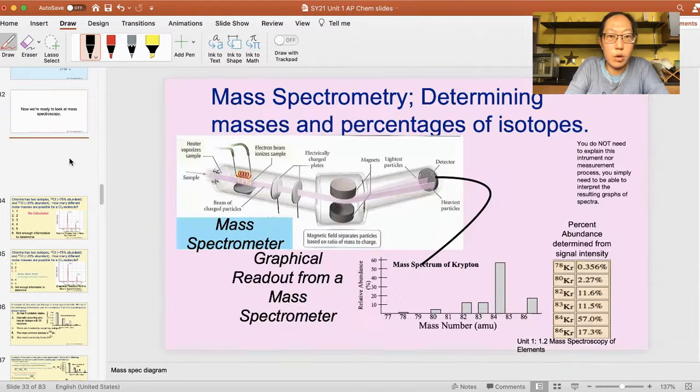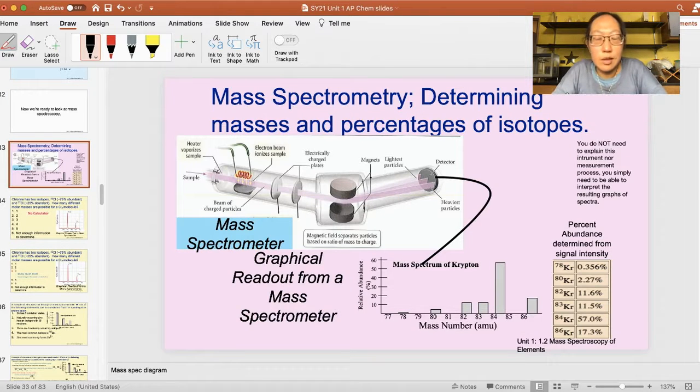Now you're gonna see a crazy looking instrument. These are really cool instruments, and they use, it's actually, you know, an electric field and a magnetic field. And you do not need to be able to explain this instrument. Okay, this is just kind of like, if you're more curious about how it works, this is the actual instrument.